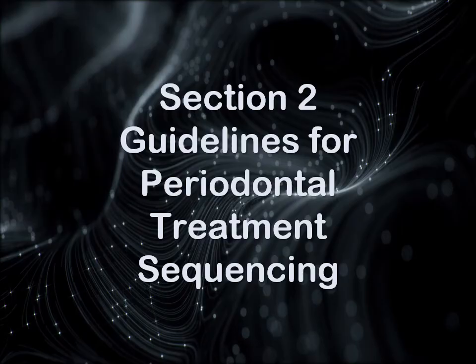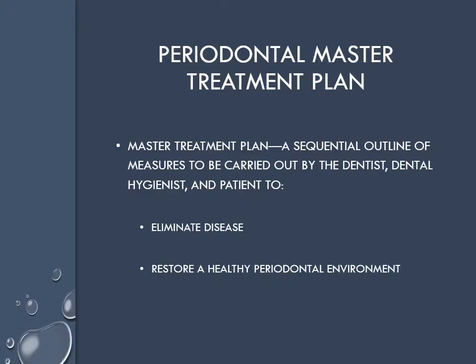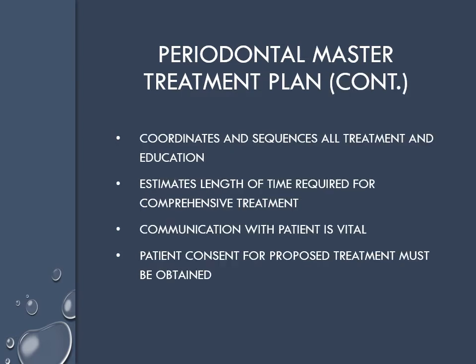Moving on to section 2, the guidelines for periodontal treatment sequencing. Here we're going to be talking about how we go about choosing what type of treatment our patients need. So the periodontal master treatment plan is a sequential outline of measures to be carried out by the dentist, hygienist, and the patient. It's going to eliminate the disease and restore a healthy periodontal environment. It's going to coordinate and sequence all of their treatment and education.